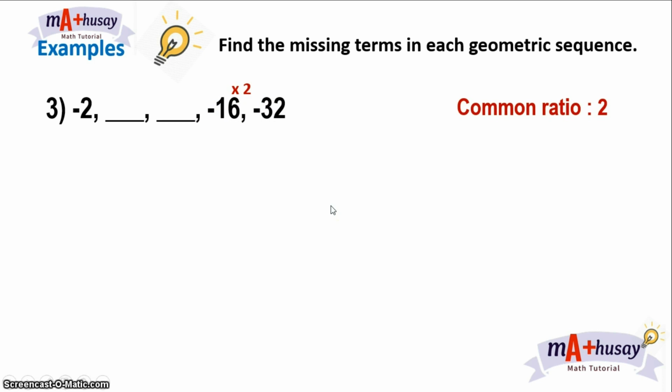Now, since we know that the common ratio is +2, we go back to these terms which are missing. From -2 times +2, which is your common ratio, that will give you -4 rather. So the second term should be -4. From -4 multiplied by the common ratio, you will get -8. So the missing terms in the sequence are -4 and -8.